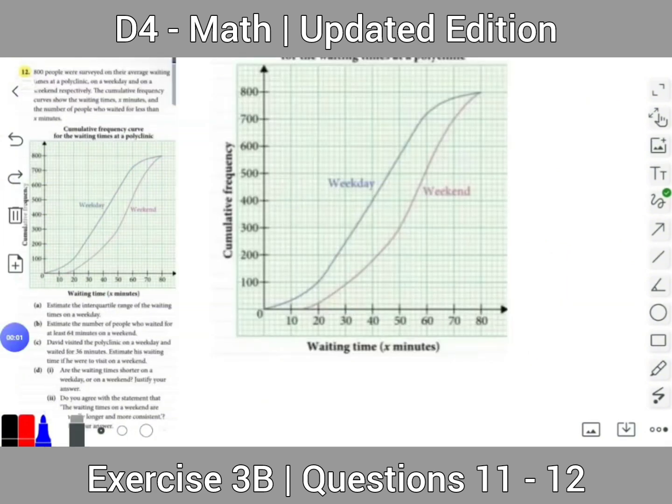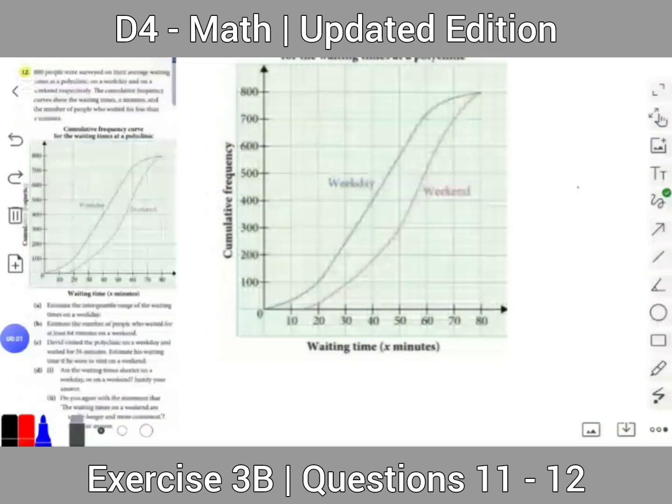And the question 12, 800 people were surveyed on their average waiting times at a polyclinic on a weekday and on a weekend respectively. The cumulative frequency curves show the waiting times x minutes and the number of people who waited for less than x minutes. So along the x-axis we have waiting time x minutes, and along the y-axis we have cumulative frequencies. Now in part A, we have to estimate the interquartile range of the waiting times on a weekday.